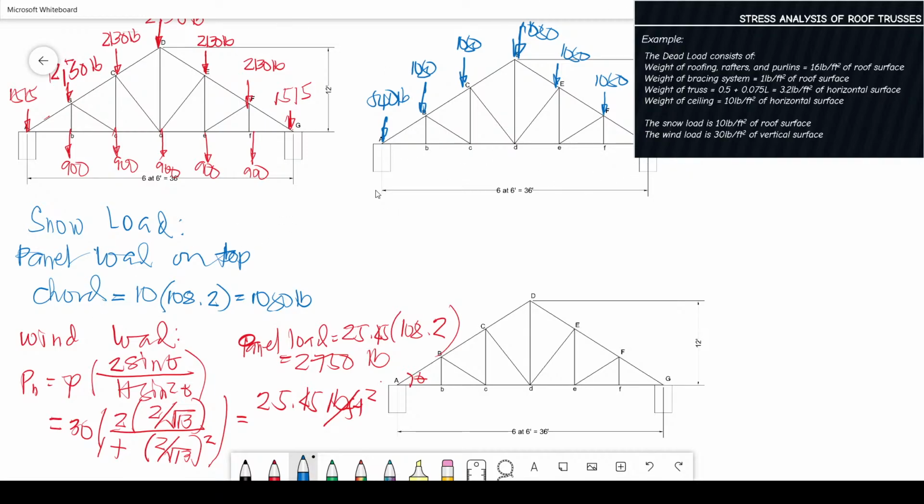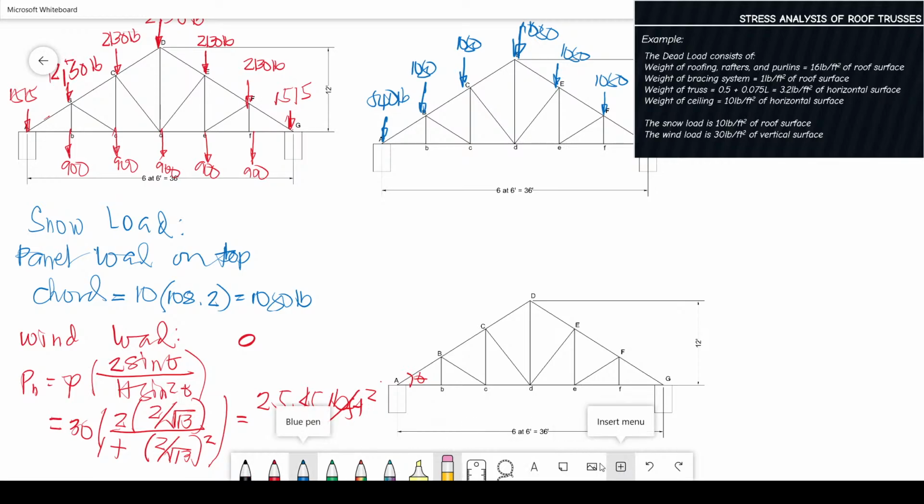So you proceed to finding the reactions, then find the stress on each member, and tabulate. Then let's proceed with the wind load, which is 2,750 pounds. The wind load is not the same as the vertical loads. The wind load is normal, P normal, so that is perpendicular to our roof.